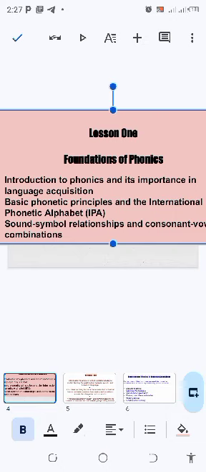Lastly, for this lesson, we are going to learn sound symbol relationships. This symbol that I've written, what sound will it give? And why is it giving that sound? Then consonant vowel combinations. How do we combine consonant and vowel sounds to make words so that we will be able to speak correctly and read what we have written?